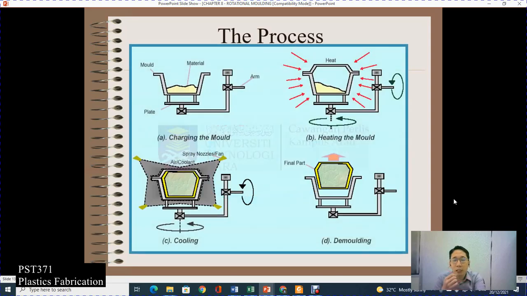So this is the 2D illustration of rotational molding. The first step, charging the mold, is to put in the raw material that you have prepared. Then you close the mold and introduce the heating process. At the same time, the mold is rotated biaxially, on the X and Y axes. Then the last step is the cooling process. Also during this process, the mold is still rotated biaxially, and you introduce the cooling media, which is either air or water. Once the part is solidified, the mold is opened and the part is removed.